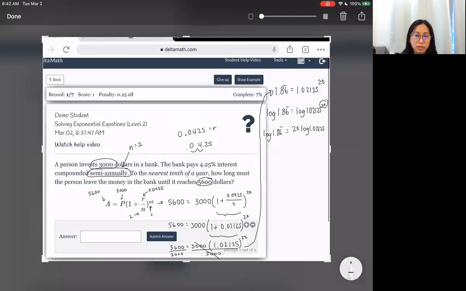So we just took that 2t as the exponent and moved it to the front. And now we can divide both sides by that log of 1.02125. That way these can cancel out and we can finally just get 2t all by itself.